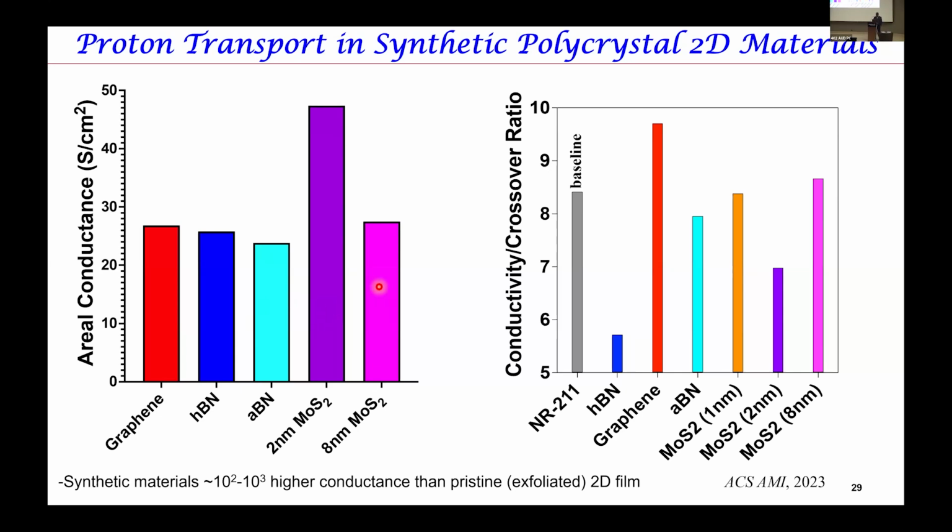This is a study that we did examining a variety of 2D materials grown by different processes. And then we looked at the crossover ratio. You want very high proton conductivity and very low hydrogen crossover. So this ratio combines both metrics, and we see that graphene and MoS2 all show superior performance compared to the baseline.